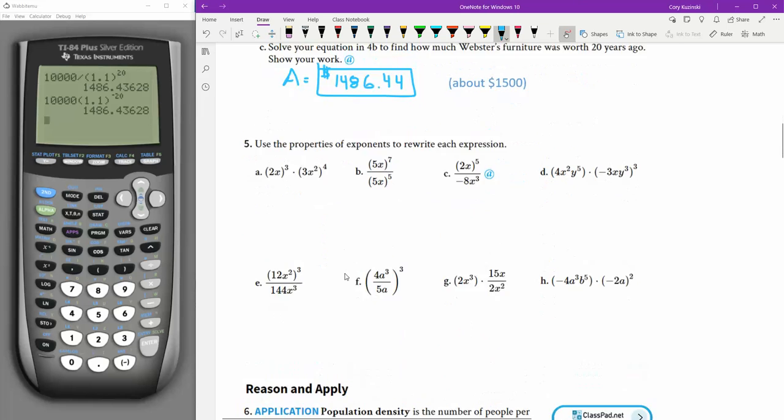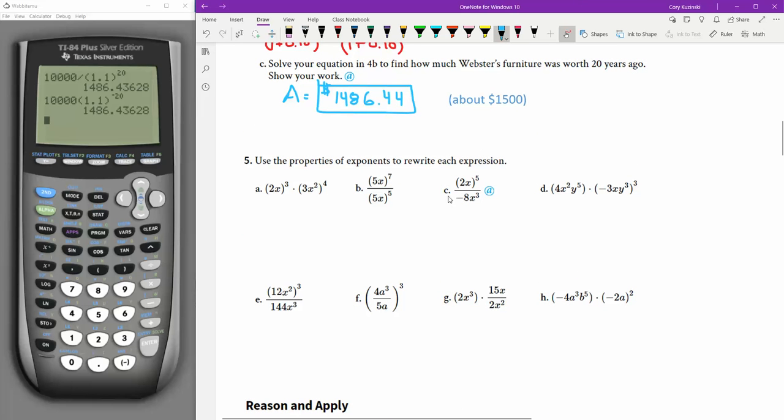Next up, we're going to use the properties of exponents to rewrite each of these expressions. All right, careful with order of operations here. So I'm going to do 2x cubed. That's 2x times 2x times 2x. That's like 2 cubed times x cubed. All right. And then over here, this is 3x squared times 3x squared times 3x squared times 3x squared. That's what 3x squared to the fourth means.